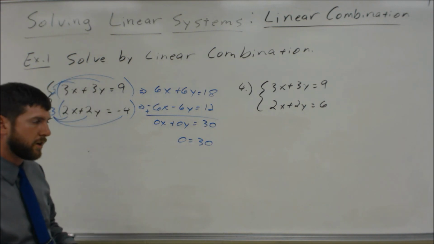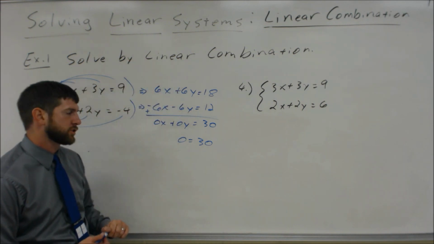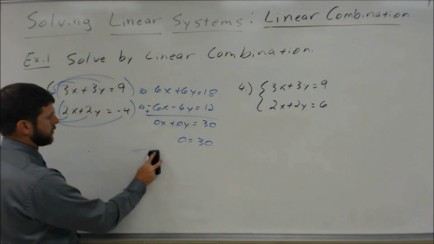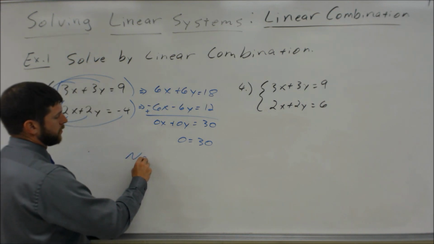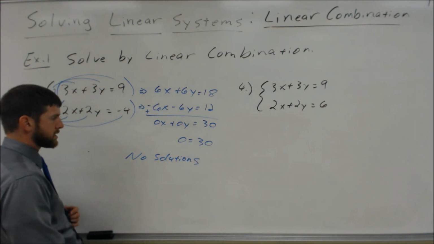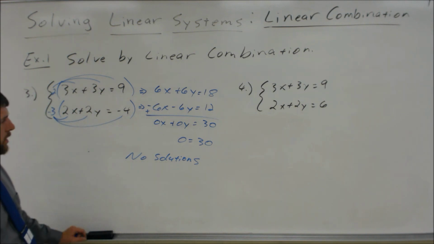So just like when we solved by substitution, variables dropped out and we got a false statement. We know that it should be going the wrong way. No solutions, because there's no combination of x's and y's that will ever make 0 equal 30. So no solutions to this set.